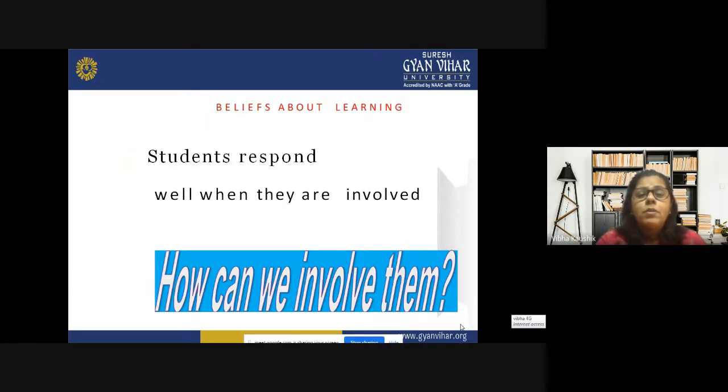Belief about learning. Students respond well when they are involved. When they are involved in the teaching-learning process, we will get good responses from the students. How can we involve them? When we use the student-centered approach in classroom teaching.